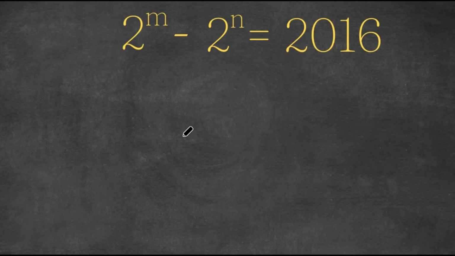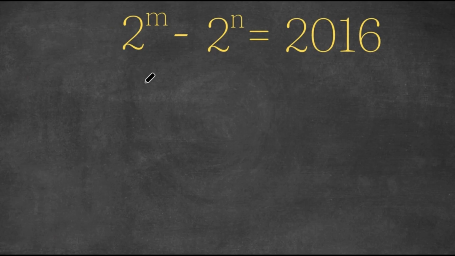In today's video, I'm going to be teaching you guys how to solve this exponential equation. So we have 2 to the power of m minus 2 to the power of n equals 2016.